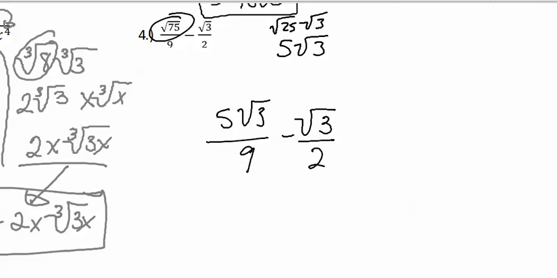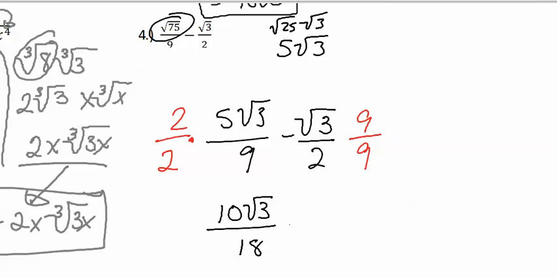Remember that with fractions you need a common denominator. So my common denominator is 18, so I'll multiply this one by 2 over 2, and this one by 9 over 9. And that's going to give us 10 square root of 3 over 18 minus 9 square root of 3 over 18. You only multiply the coefficients.